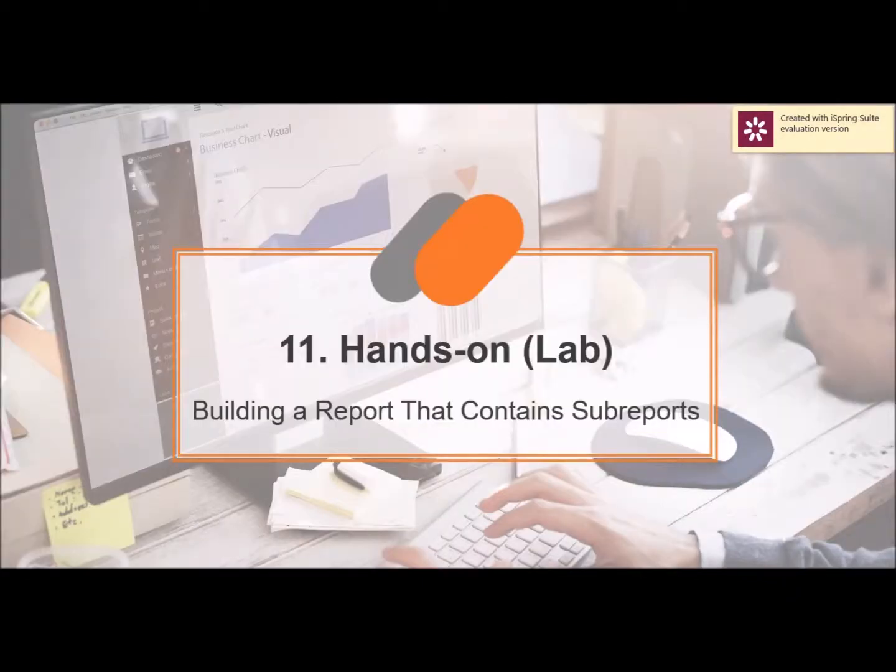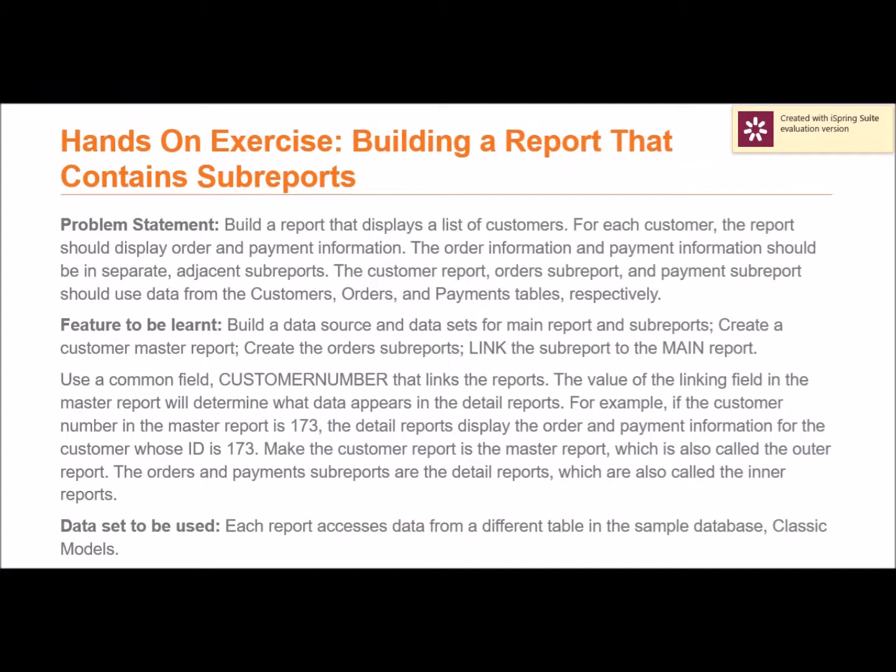Okay, now let's review everything you have to do to build a subreport. As we have said, the problem is to build a report that displays a list of customers, but for each customer, the report should display order and payment information. The order information and payment information should be in separate adjacent subreports. The customer report, the order subreport, and payment subreport should use data from the customers, orders, and payments tables, respectively.